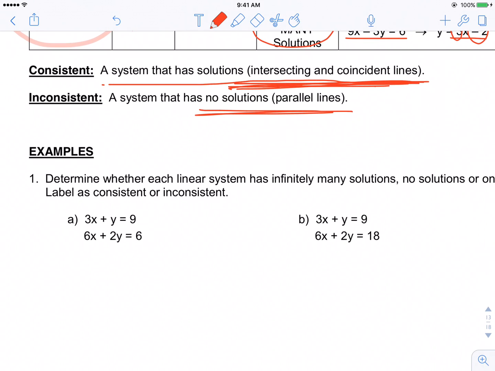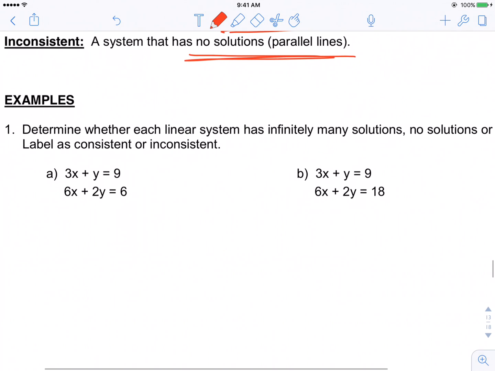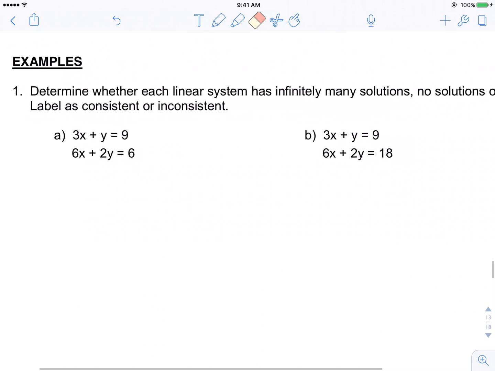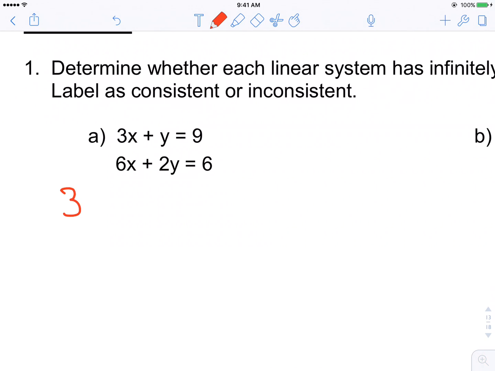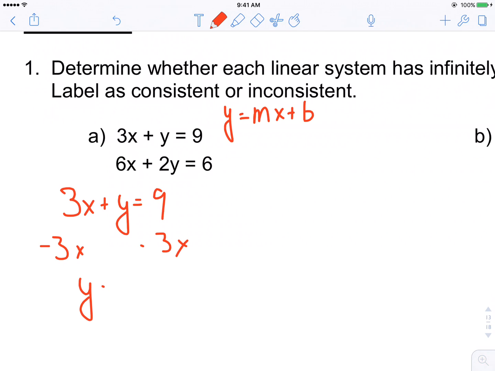So example 1a, determine whether each line has infinitely many solutions, no solutions, or one solution. Label as consistent or inconsistent. So if we look at this, in order to compare equations, we need to have them in the same form. So we need to have them both in slope-intercept form. So I'm going to take each equation, 3x plus y is equal to 9, and I'm going to rearrange it into y equals mx plus b. So I'm going to subtract 3x, subtract 3x. That's going to give me y is equal to negative 3x plus 9.